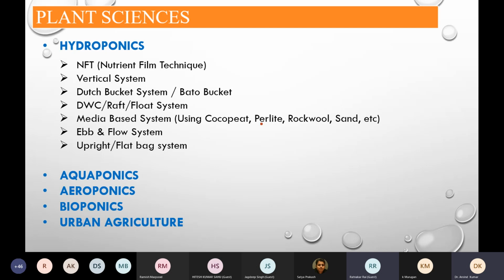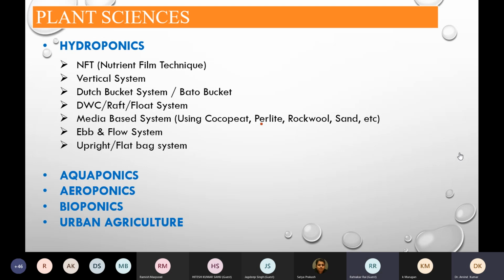A Dutch bucket system is a great system for large-rooted crops, and you find crops like tomato, capsicum, beans, eggplant, brinjal, and any big-rooted plant will grow very well in a Dutch bucket.